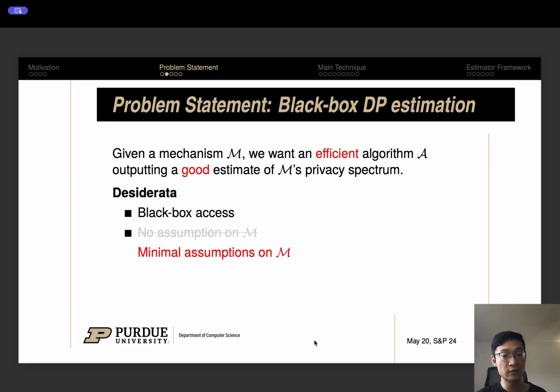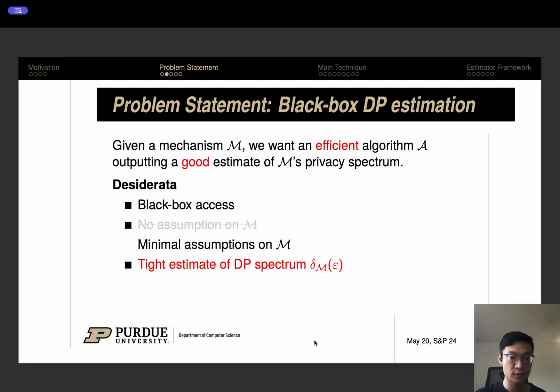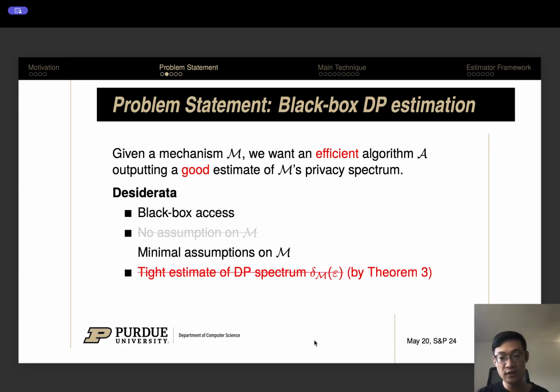So we consider the next best thing we can achieve, that is to have a minimal assumption on it. Here, the minimal assumption typically refers to that the mechanism's output distribution has a density. We note that this is a common assumption in this line of work. And the third desired property is that we want algorithm A to give a tight estimate of the DP spectrum. But unfortunately, this is not achievable.